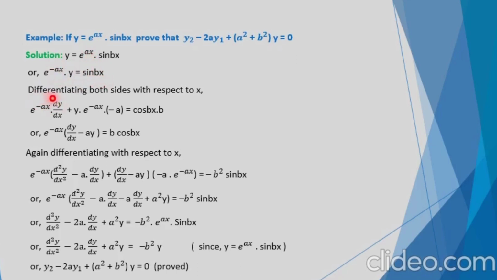Now differentiating both sides with respect to x, we get e to the power minus ax into derivative of y, that is dy dx, plus y into derivative of e to the power minus ax, that is e to the power minus ax into minus a, that is equal to derivative of sin bx, that is cos bx into b. Taking e to the power minus ax common from the left hand side, we get e to the power minus ax into (dy dx minus ay) equal to b cos bx.